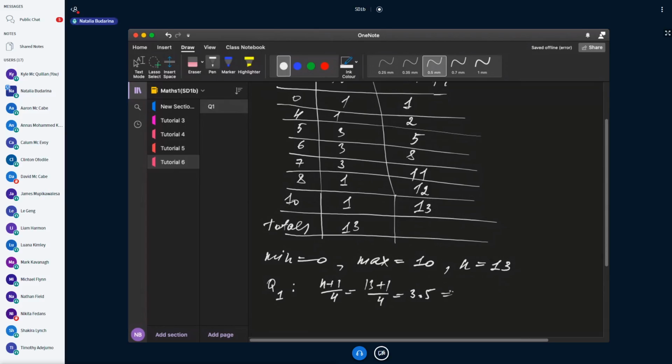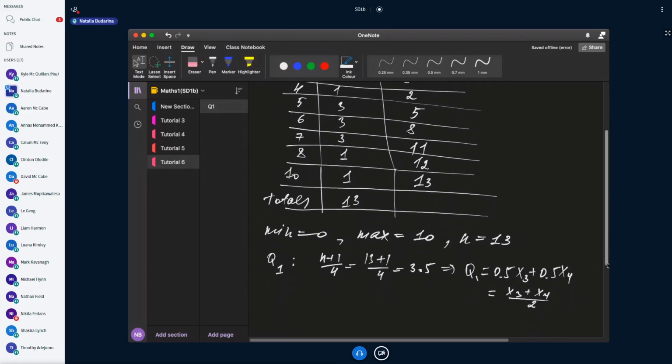Now, to find Q1, I need to take 50% of x3 plus 50% of x4. Or in other words, I can write it like a median in this case. I can write differently: 50% of x3 plus 50% of x4. Or you can write this as x3 plus x4 divided by 2. This is the same thing.